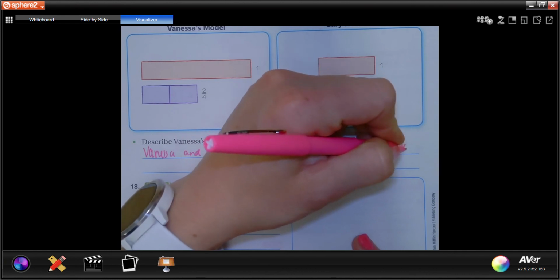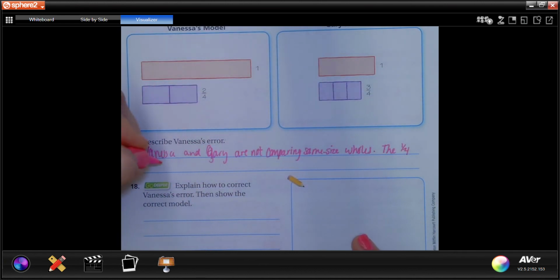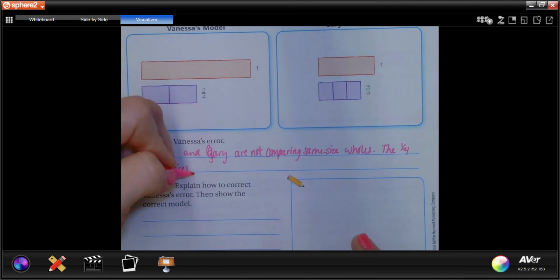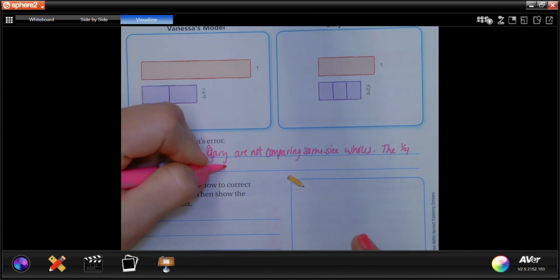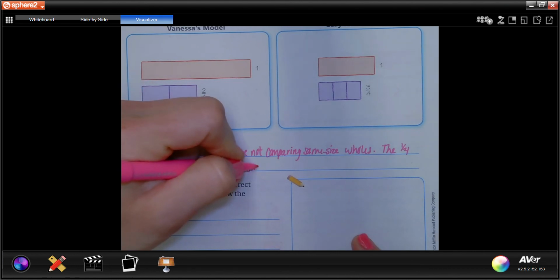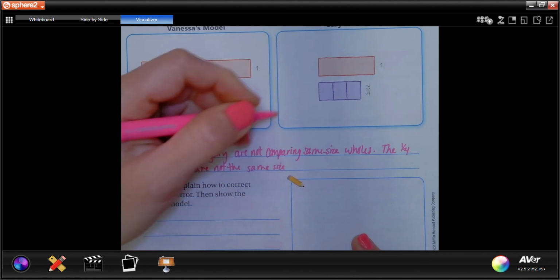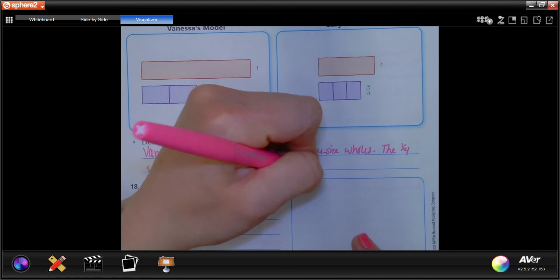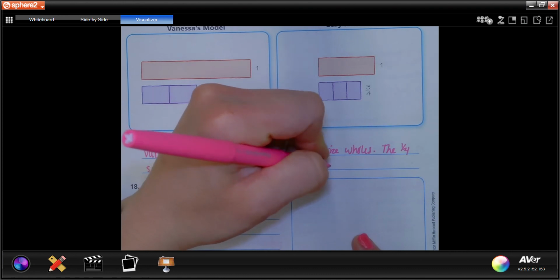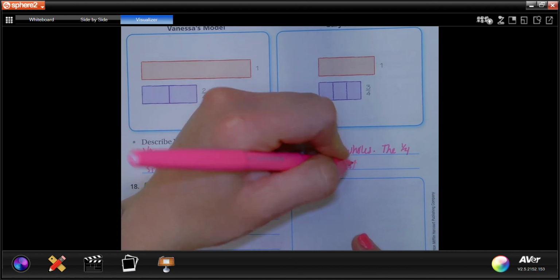The fourth size pieces are not the same size. So you cannot compare them.